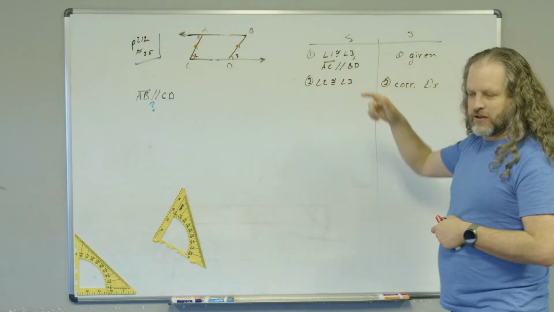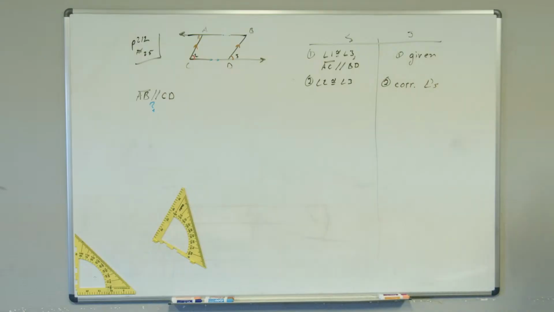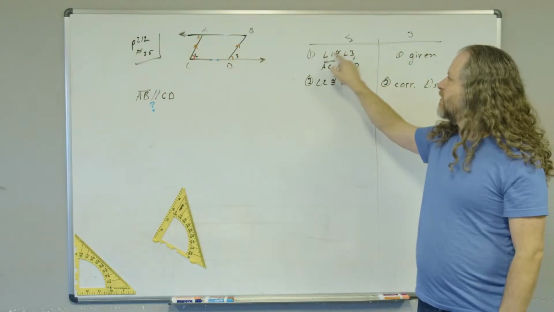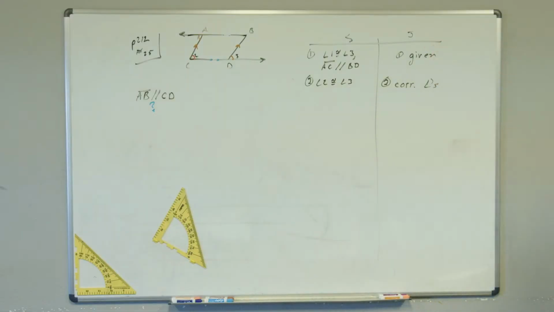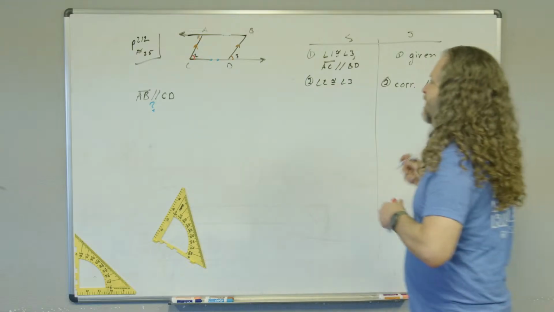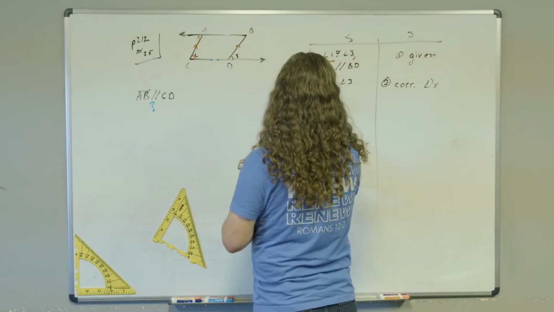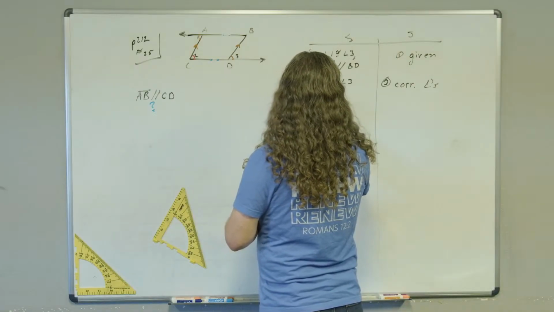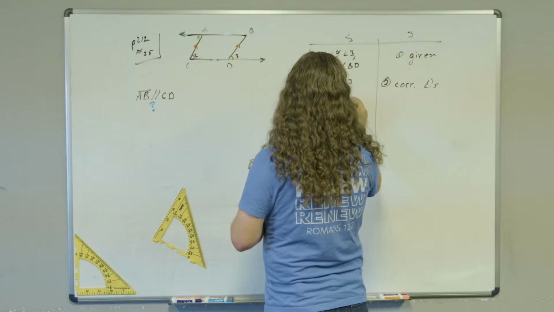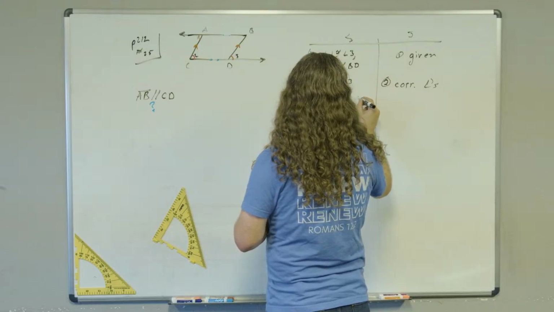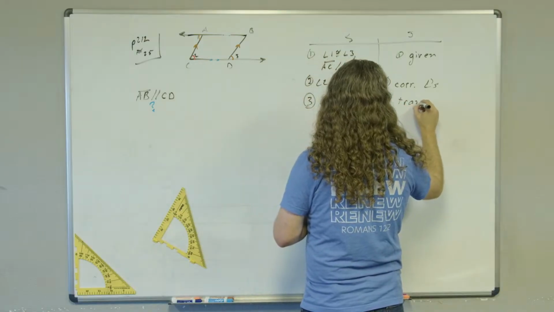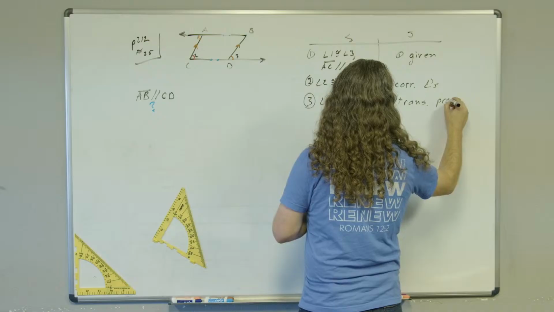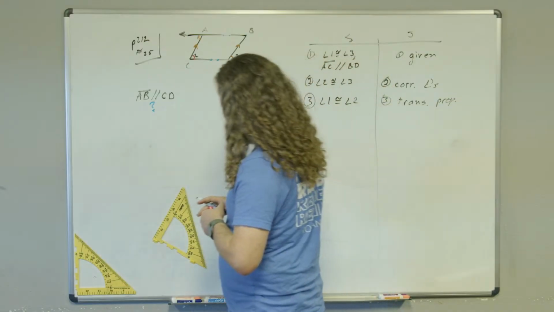Look at some other properties that we've seen before in other chapters. If angle 1 is congruent to angle 3 and angle 2 is congruent to angle 3, what can we say about angle 1 and angle 2? They're congruent. And what property is that? Do we remember? Transitive property. That's true. Angle 1 is congruent to angle 2, because of the transitive property. That's absolutely true.